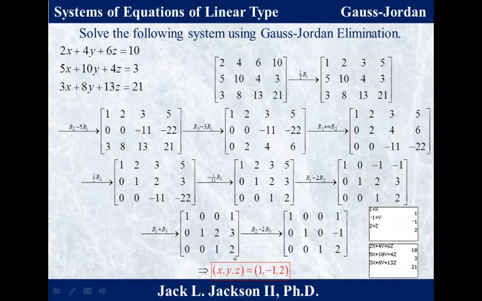I can just check them in my head here pretty quickly too. 2 times 1 is 2. That's 4 times negative is negative 4. So 2 plus negative 4 is negative 2. 2 times 6 is 12 plus negative 2 is 10. So it checks there. And similarly, I can check it in my calculator this way.